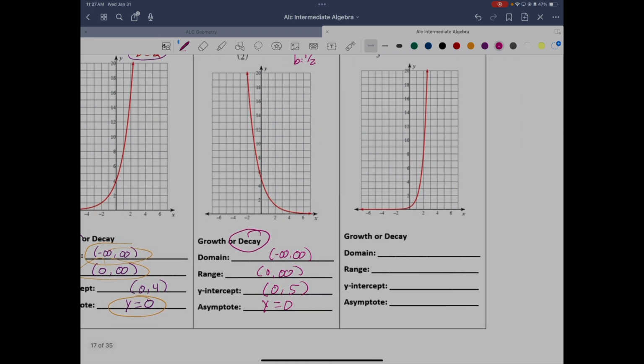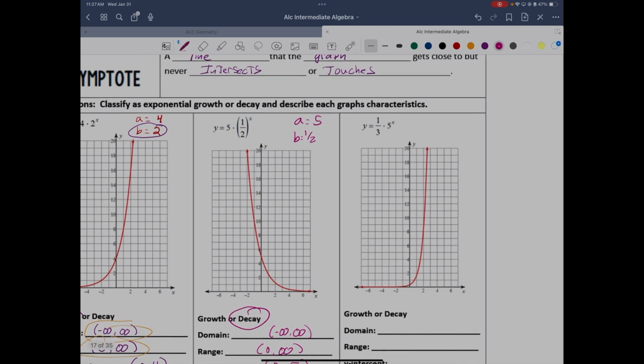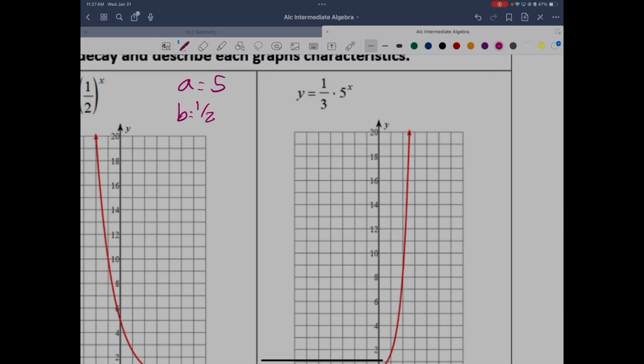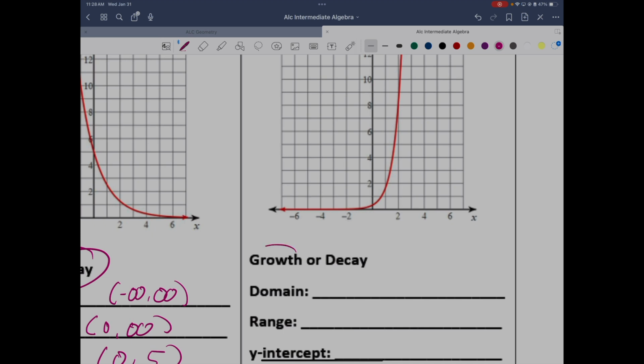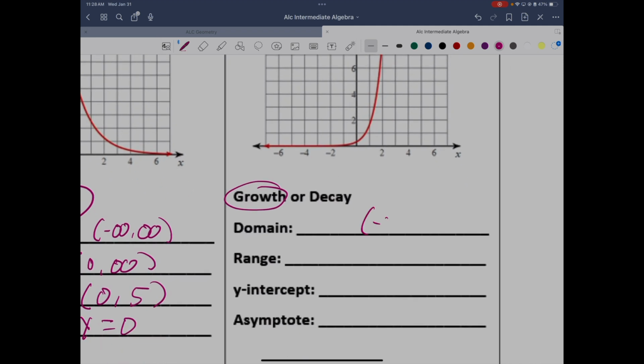Let's look at the next one. Any questions with that one? Pretty straightforward today. Okay, the next one, we've got y equals 1/3 times 5 to the x. What's my a value? 1/3. What's my b value? 5. 5 is bigger than 1, so this is growth. If you look at the graph, it's going up. Going up is growth. The domain, always going to be the same, from negative infinity to infinity.